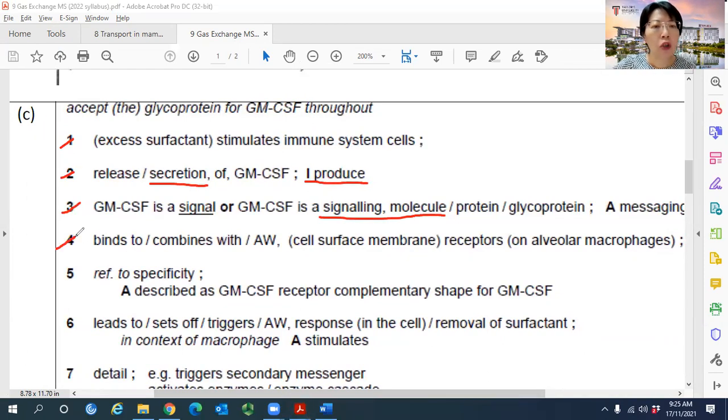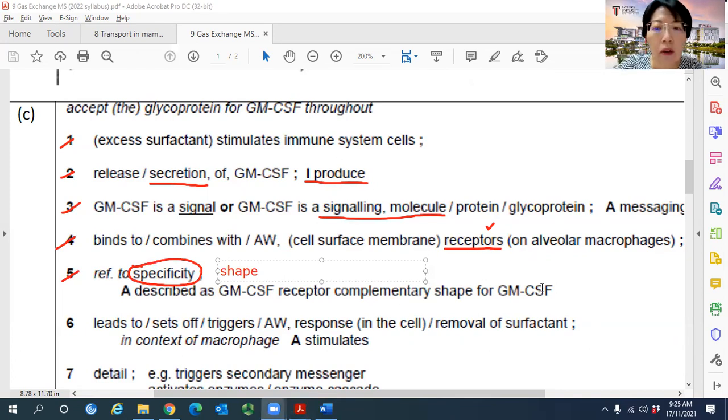Number 4, this signal molecule binds to the receptor on the cell surface membrane of the alveolar macrophage. So the keyword is receptor. And then number 5 refers to specificity. By now you already know specificity has to do with the shape. So it's talking about GM-CSF binding to the receptor by complementary shape.